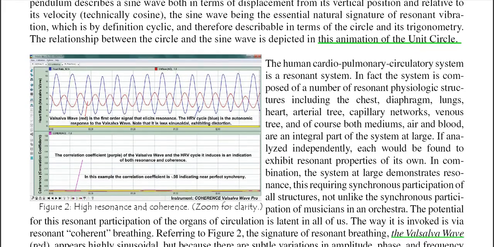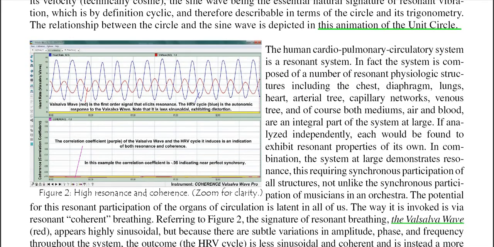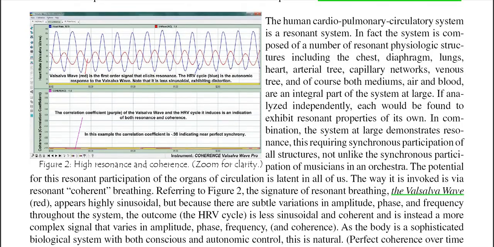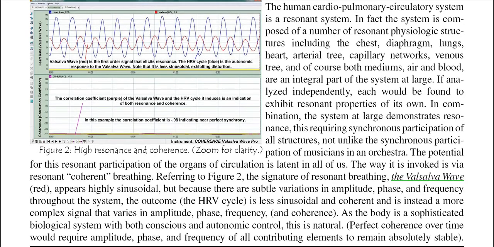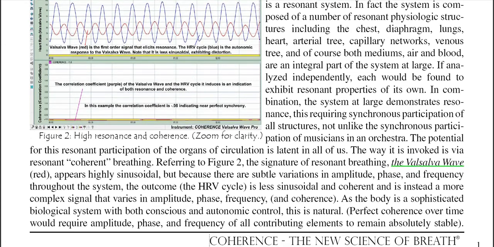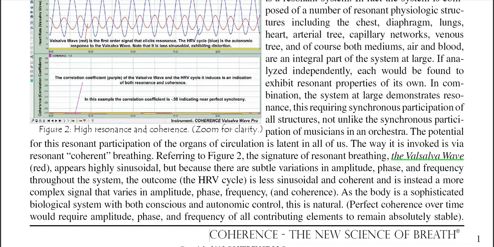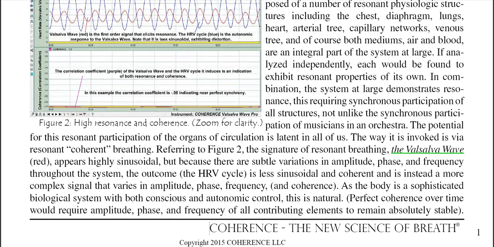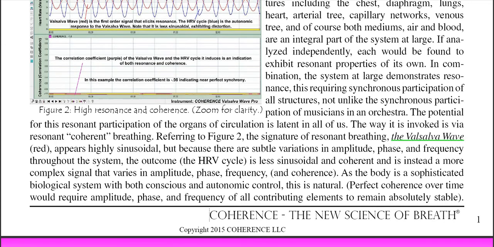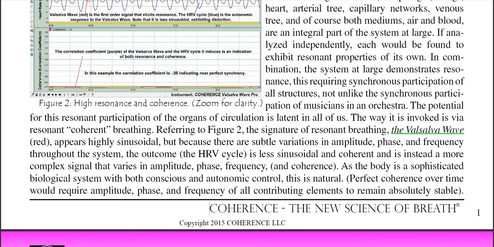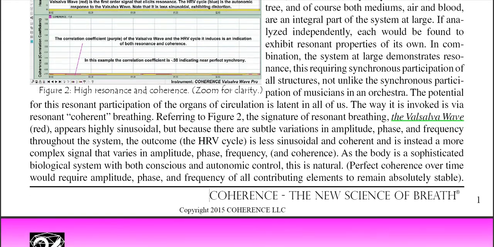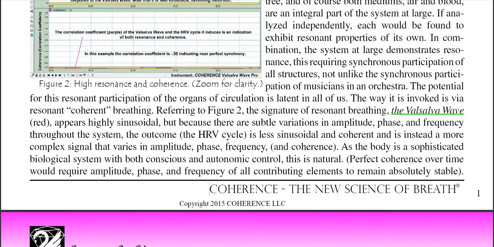The human cardiopulmonary circulatory system is a resonant system. In fact, the system is composed of a number of resonant physiologic structures, including the chest, diaphragm, lungs, heart, arterial tree, capillary networks, venous tree. And of course, both mediums, air and blood, are an integral part of the system at large. If analyzed independently, each would be found to exhibit resonant properties of its own. In combination, the system at large demonstrates resonance, this requiring synchronous participation of all structures, not unlike the synchronous participation of musicians in an orchestra. The potential for this resonant participation of the organs of circulation is latent in all of us. The way it is invoked is via resonant coherent breathing.